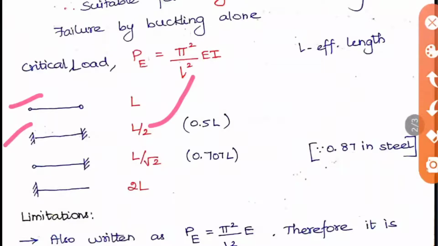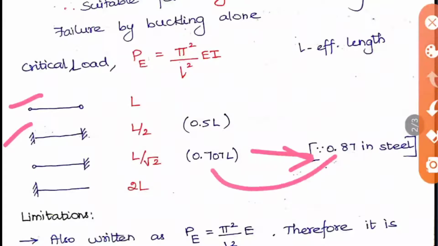And if one end is fixed and the other end is free, the effective length is 2 times L, so the formula becomes pi square by 4L square into EI. Based on the type of supports present in the column, the values for the critical load and the effective length differ. They may ask this in objective questions, and the respective changes in the load also. This is just an additional point: in steel the same cases apply for columns, but if one end is fixed and the other end is pinned, we use 0.87 instead of 0.707.